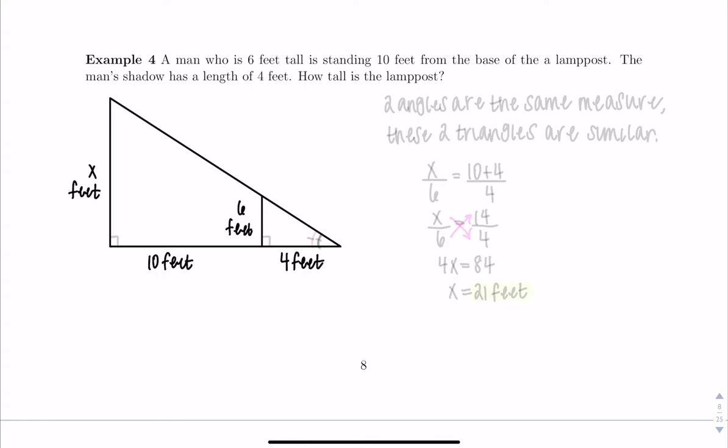Now a lamppost with the ground is going to give us a 90-degree angle, and so will the man. Now this angle in the big triangle is the same as the angle in this small triangle. And so because they're the same angle, they automatically have to be the same measure, which means we have two angles that are the same. We have two angles at 90 degrees, and we have the common angle, which will automatically be the same. So these two triangles are similar.